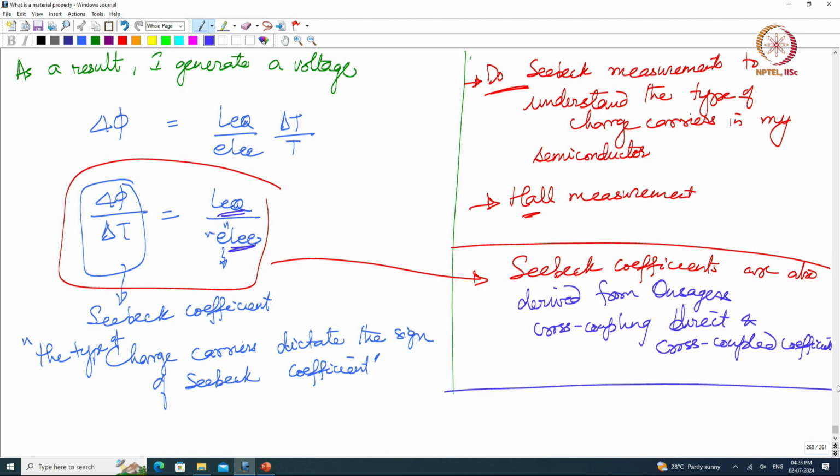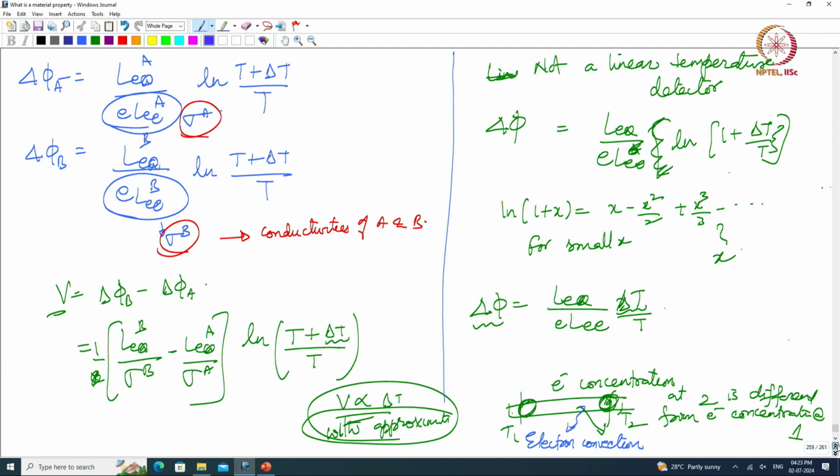And so how does a thermocouple work? Essentially you are generating voltage. This voltage, at small enough temperatures, is actually proportional to, these are all constants, times delta T by T.